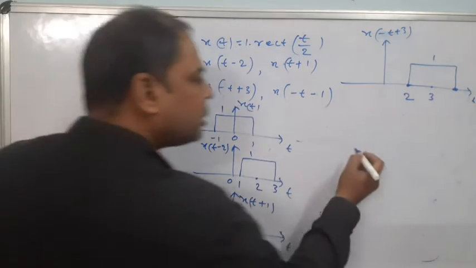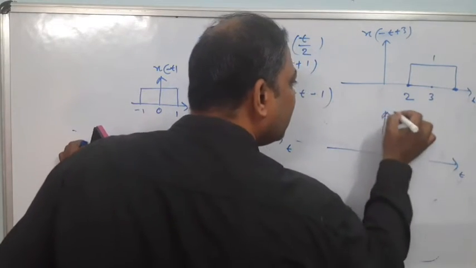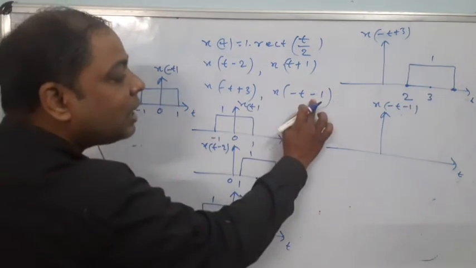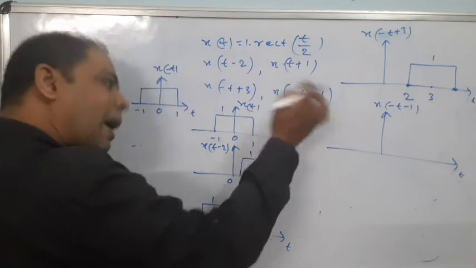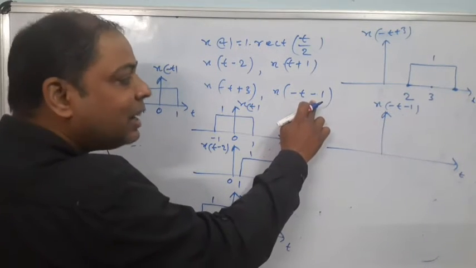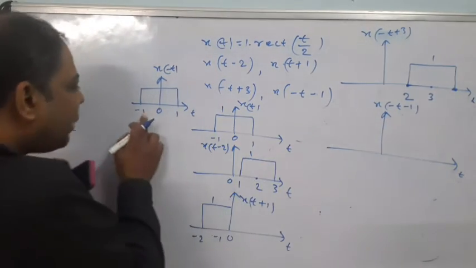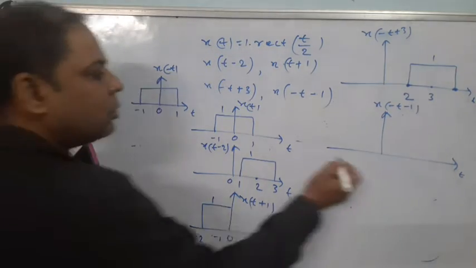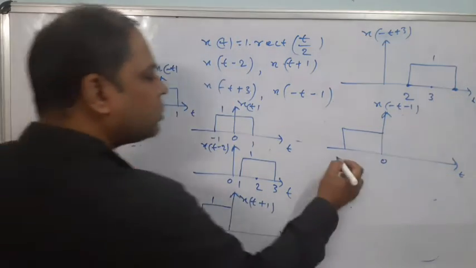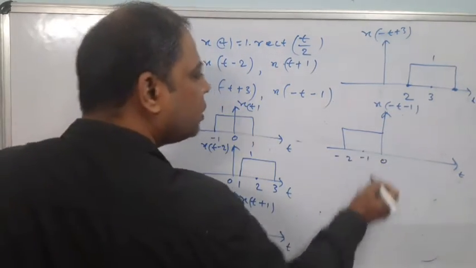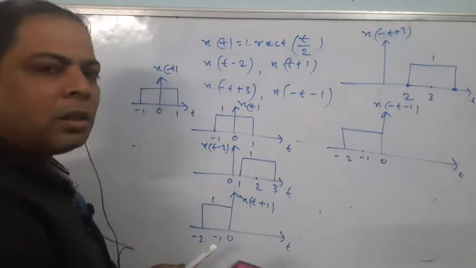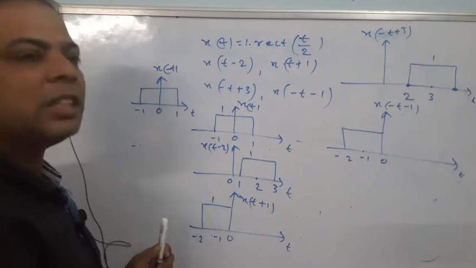Similarly, x of minus t minus 1. Try to understand. Already the signal is folded. For x of minus t minus 1, you have to shift this signal towards left, not right. The minus sign is actually right shifting, but after folding, if you see the minus sign, then that is left shifting, not right shifting. Then minus 1, this is 1 minus 1, 0, left shifting. So it will start from 0 and you will find this. This is minus 1, minus 1, minus 2, and the middle point is minus 1. So this is the signal. So very quickly you can plot any shifting given in the question.